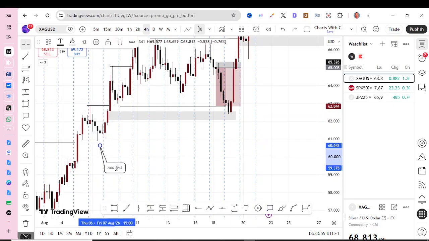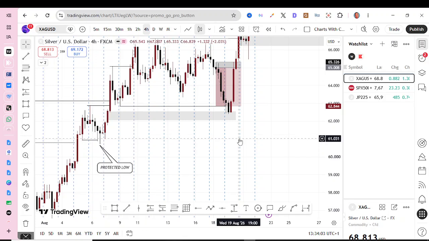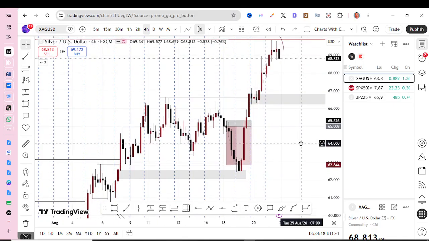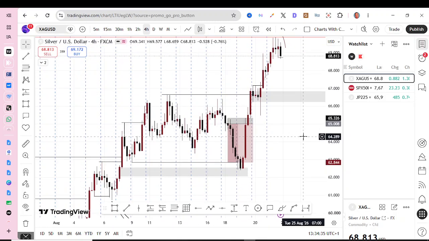This low now becomes what? A protected low. So anytime in the future price takes out this low, we will have a full change in market direction. I don't know if you understand my point. The same thing that happens on the lower time frame is the same thing that happens on the higher time frame. The only difference is that on the higher time frame it takes a longer time to occur, but on the lower time frame it takes a shorter time. That is just the basic difference.